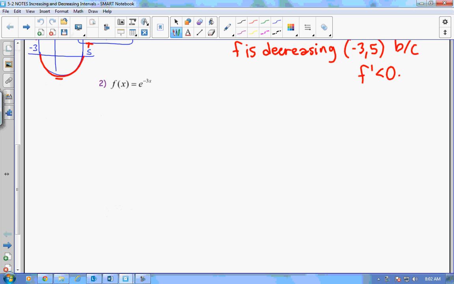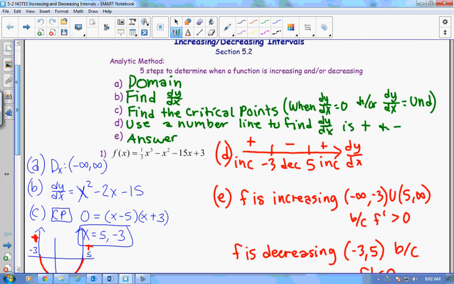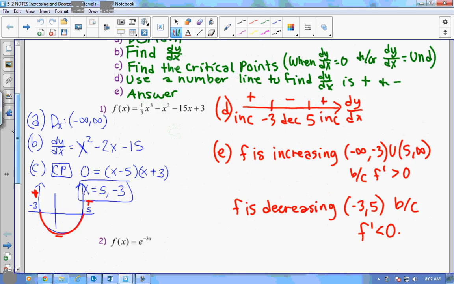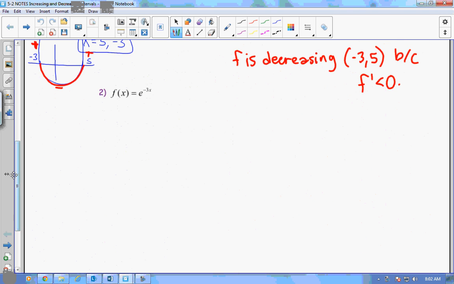Okay, so increasing, decreasing, we'll put it back on the top so it knows it's the right one. We're going to first find the domain. We're doing number 2. With exponential functions, what does an e to the x graph look like? Okay, so we have a horizontal asymptote, and it looks like that.